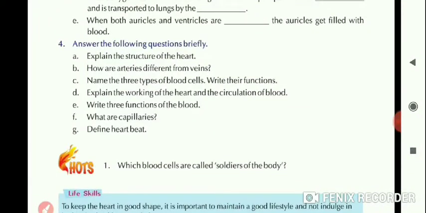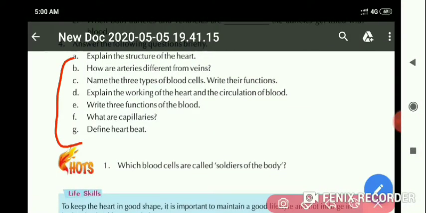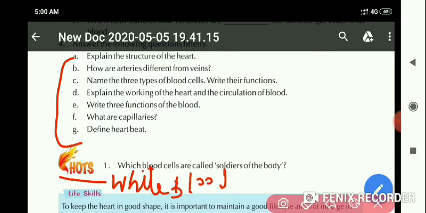Question answers are completed from A to G. Now the HOTS question is there. Which blood cells are called soldiers of the body? So which blood cells are called the soldiers of the body? The answer for this question is white blood cells. White blood cells. So chapter 1 is completed and in the next session we'll start next chapter.